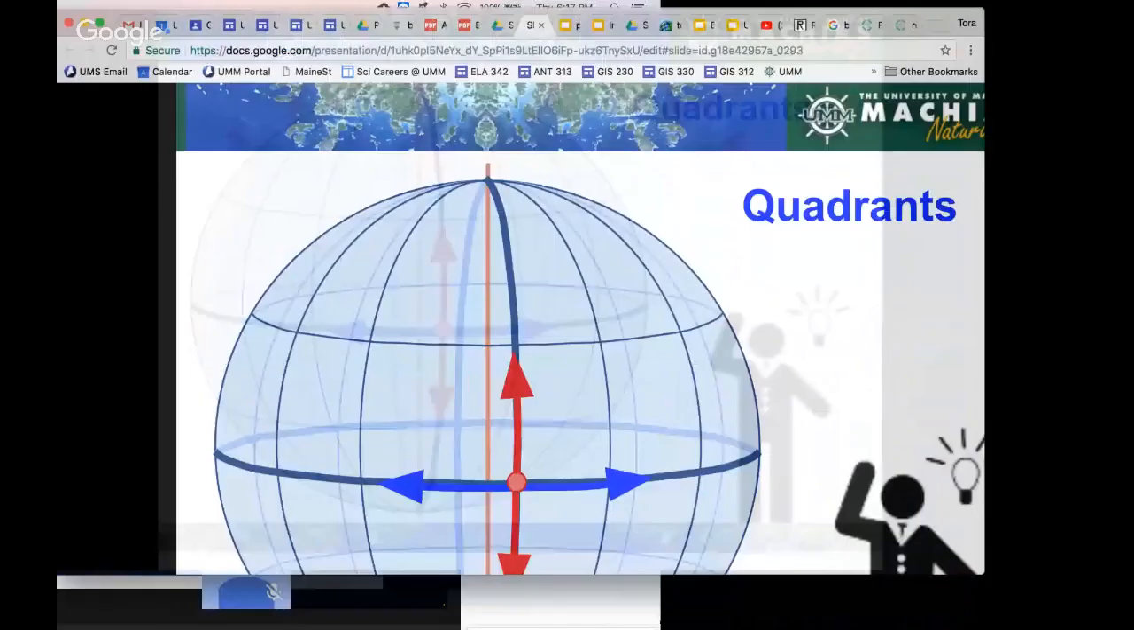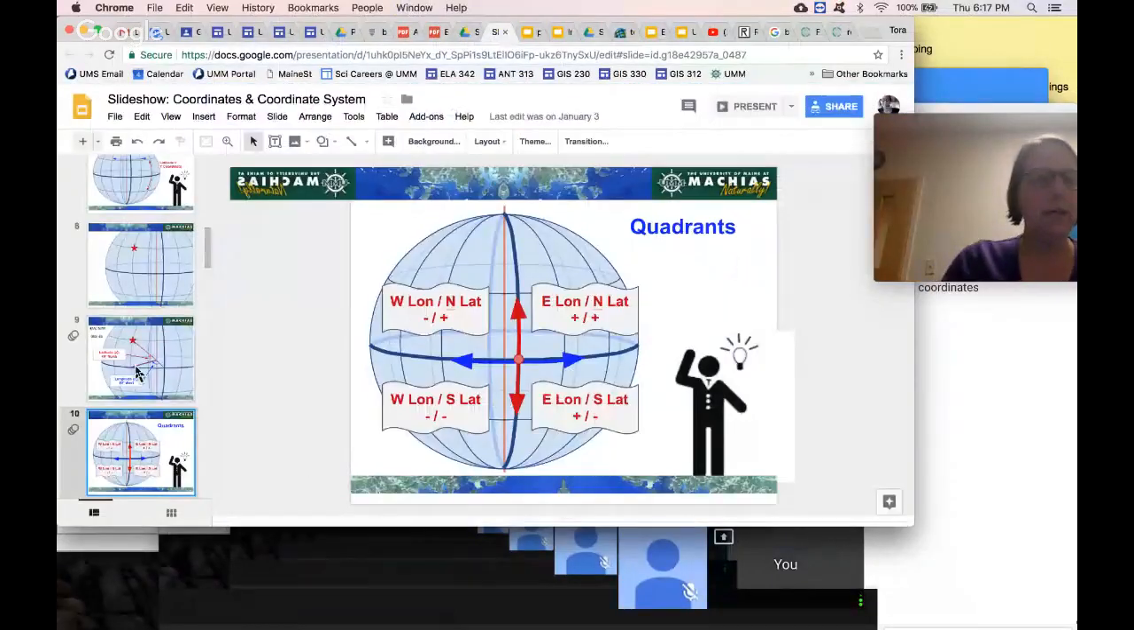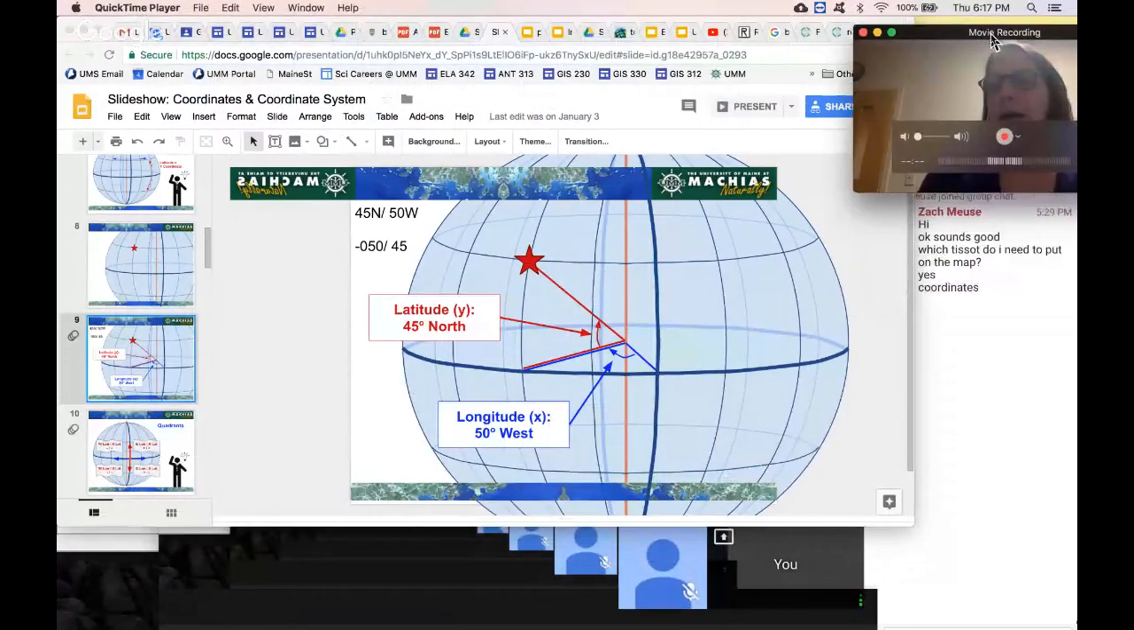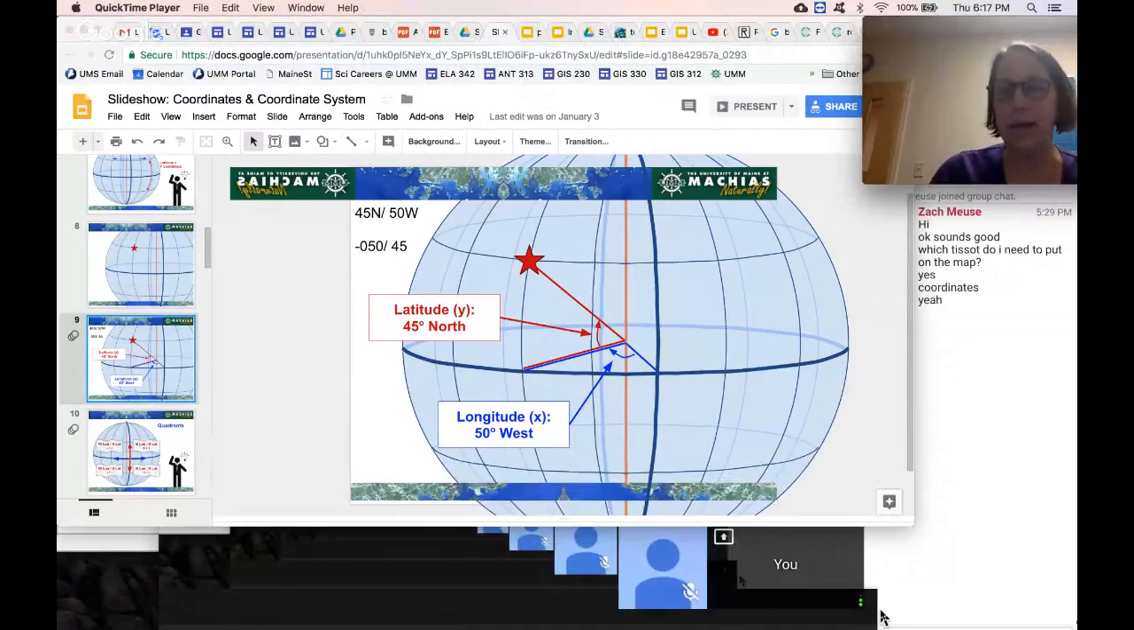All right. So does that make sense, Zach, the way the coordinates are measured in degrees that are angles? So that's why we measure them in degrees, minutes, and seconds. Excellent.